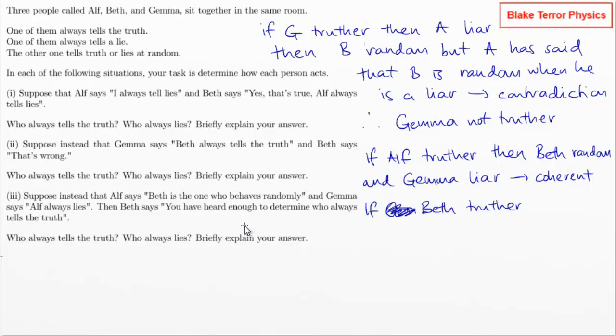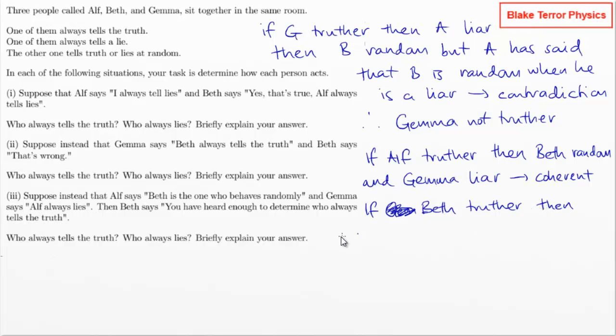Then what would we also know? So if Beth is the truther, then Alf could be either. Alf could be lying about Beth behaving, well, Alf would be lying, but he could be doing it at random or not. And then Gemma would be saying that Alf always lies, which could be random or not. So yeah, we could have either way.